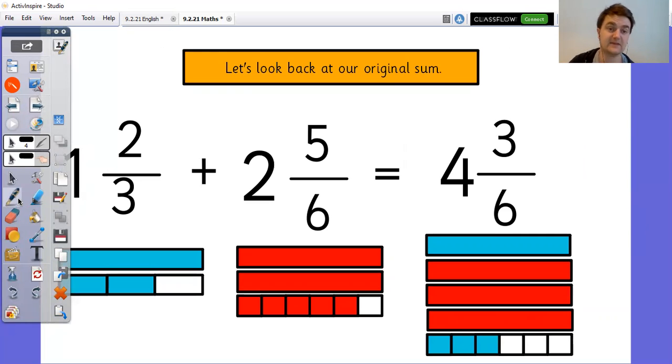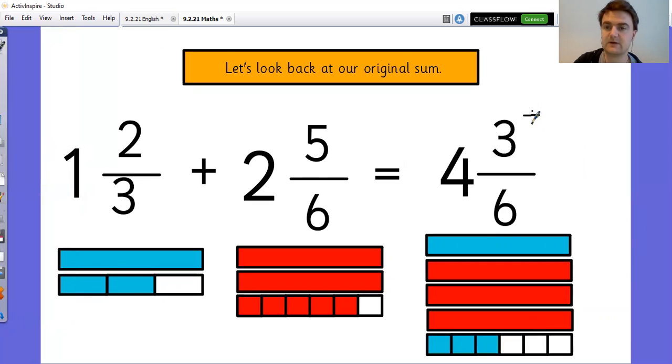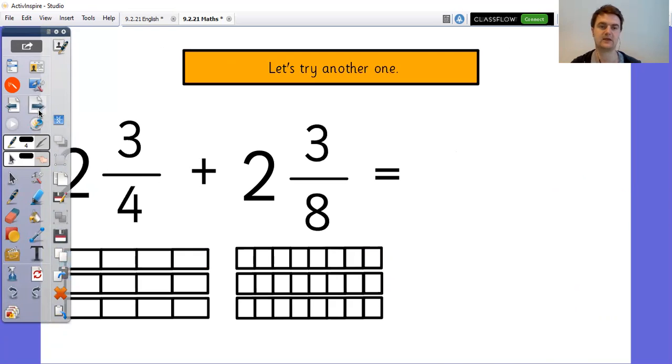Now I can simplify that even further if I wanted to, because both 3 and 6 can be divided by 3. That is also the equivalent of 4 1/2. If you want to start doing that in your sums, then you absolutely can, but don't worry about it if you're not too sure. So let's have a look at another one.